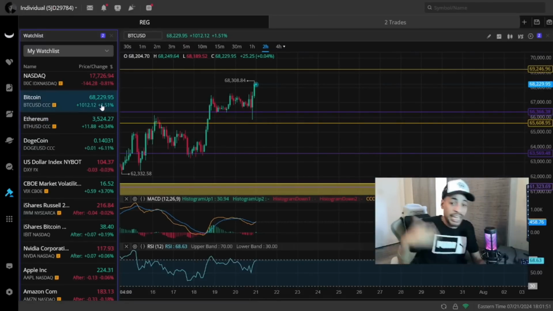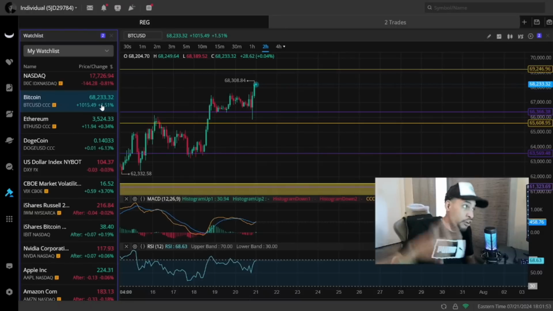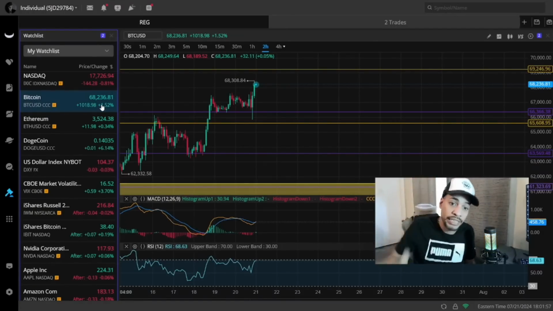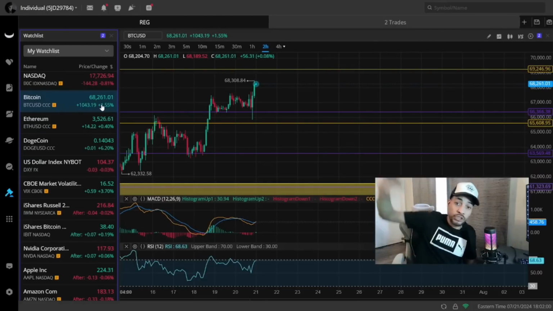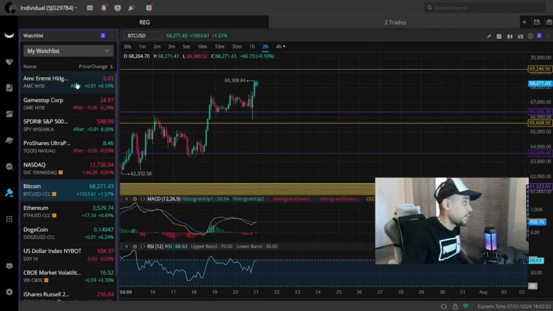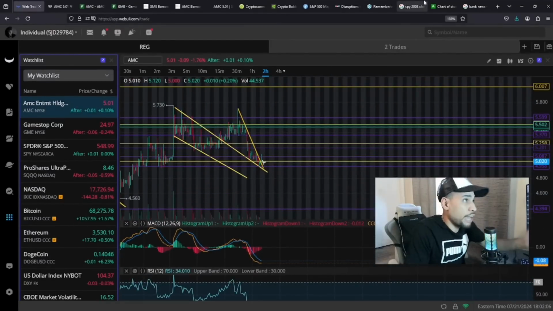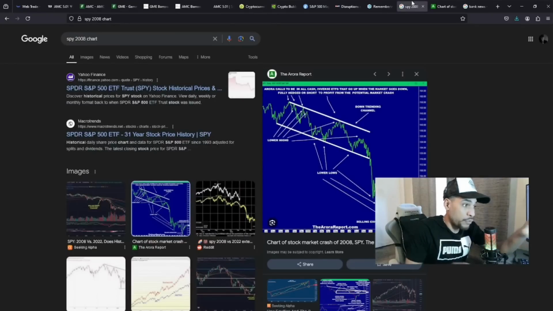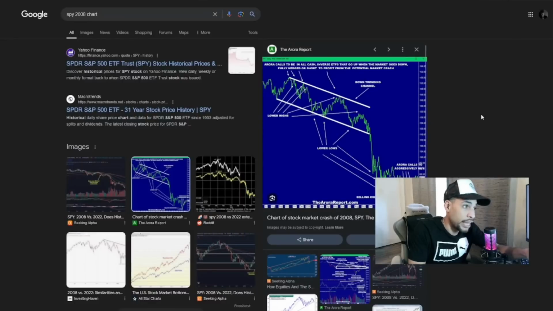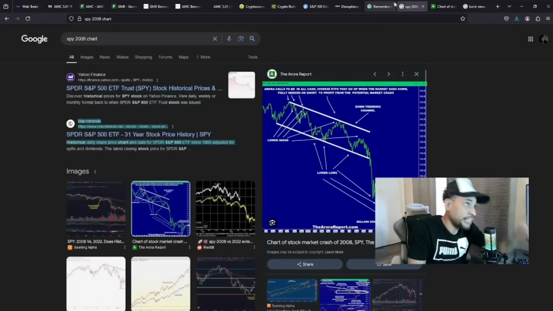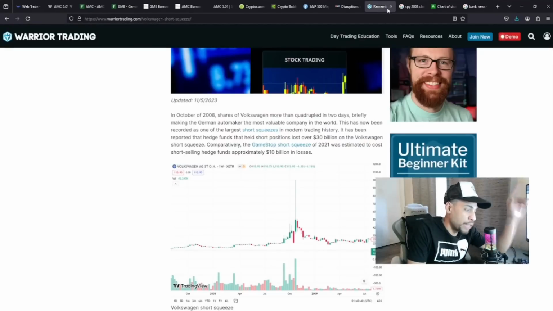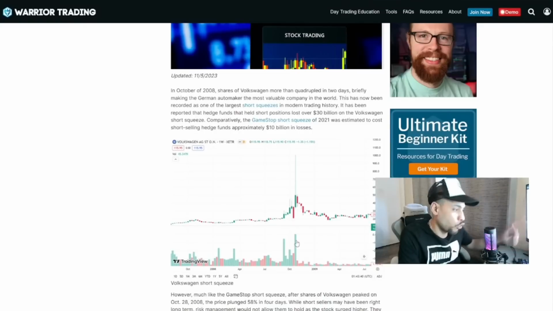I think we're getting towards that time I've talked about where Bitcoin will decouple from the market. The market will start to trend down, you're going to see Bitcoin start to trend up, and you're going to see meme stocks go crazy as they are starting to trend up as well. You guys can see that back in 2008, when we had a major capitulation, right here is the 2008 SPY chart. Back in October, when we had the most capitulation, that is actually when we saw one of the biggest short squeezes of all time, the Volkswagen short squeeze.